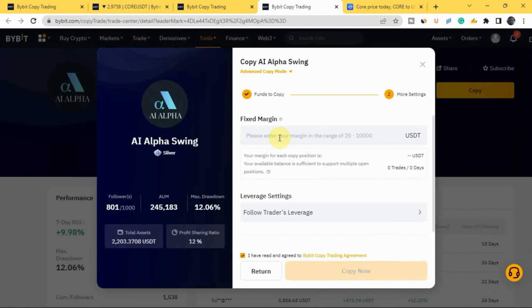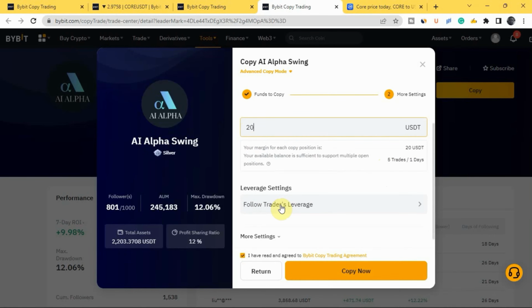Now, the next thing is to enter the amount of money you want to use to copy each trade. So out of that $100 you want to use to copy this trader, how much do you want to risk for each trade? So for each trade, let's say out of the $100, I want to risk $20. This means that my margin for each position is 20 USDT. And because I have $100, that means I can go into 5 trades with this trader.